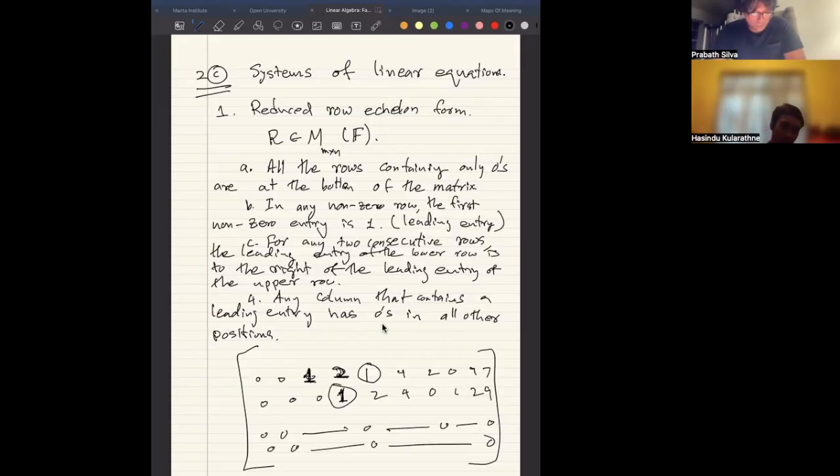And the last one is, if you have a pivot, a leading entry like this, then everything above that has to be all zeros. It should be 0.